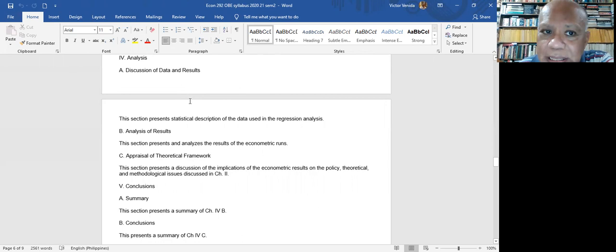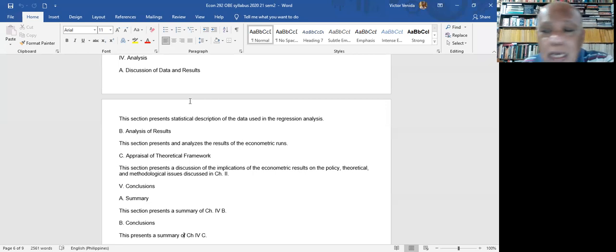Chapter 4 is the analysis. Okay, so we'll have here the first part, which is the discussion of data and results. Now, the section presents a statistical description of the data used in the regression analysis. By statistical description, you present here the descriptive statistics of your data.